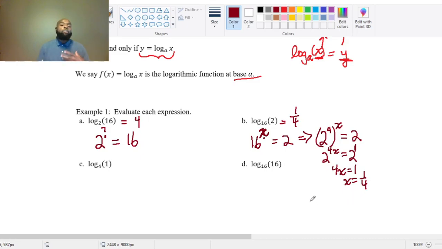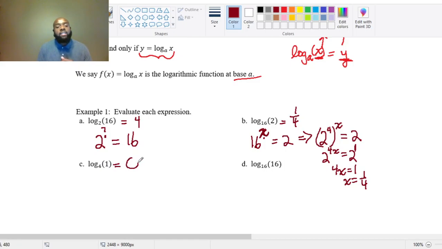But any logarithmic statement is basically you're trying to determine what power you raise your base to in order to get the input of your logarithmic function. So in part C, we have log at base 4 of 1. What power do I raise 4 to in order to get a result of 1?